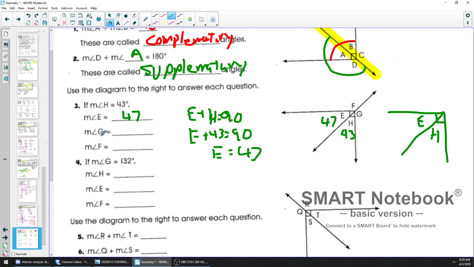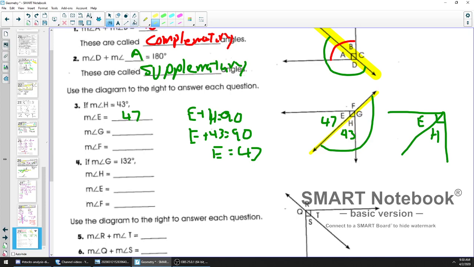Measurement G. How do I find measurement G? Well, I know G is right here. Can I use any of these other numbers and supplementary or complementary angles to figure things out? Yeah, you can. I know G is this big angle. Can I make a straight line with G and something else? If you said H, you're correct. Look right here. We have a straight line right here. So I know G plus H equals 180.